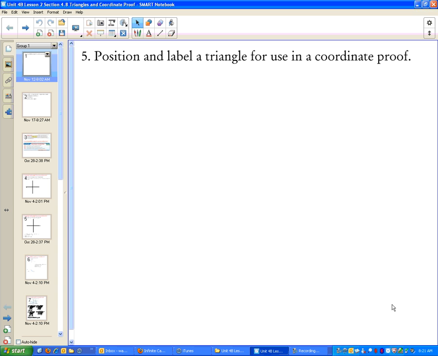So we're going to take learning how to do coordinate proofs in small steps. And our step for today is to position and label a triangle for use in a coordinate proof. So we're going to be able to be given a description of a triangle and place it on a coordinate plane in such a way that the coordinates will make sense to us. We're going to be given a drawing of a triangle on a coordinate plane and be given some of the coordinates and figure out all of the other ones. And if we can do that, then we'll have mastered this learning target.